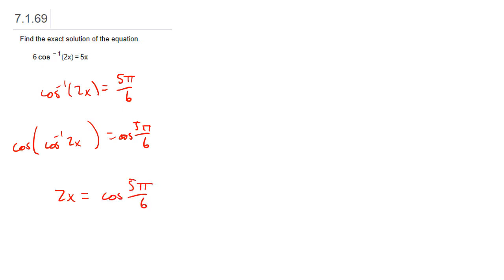Okay, what's the cosine of 5 pi over 6? It's negative root 3 over 2. And this is 2x, and therefore x, if I divide by 2, is negative root 3 over 4.